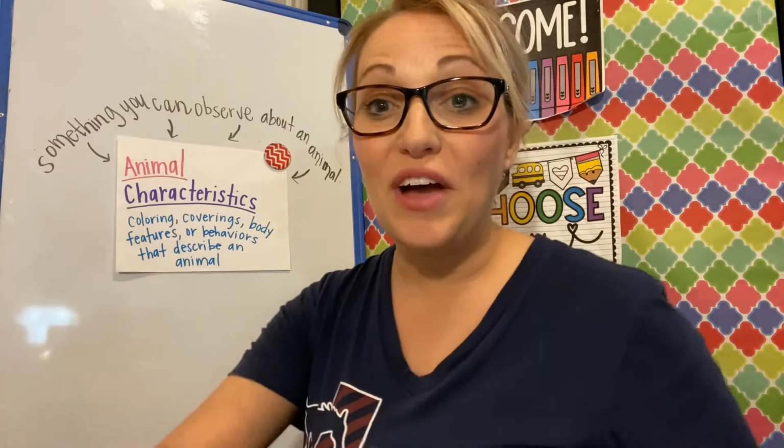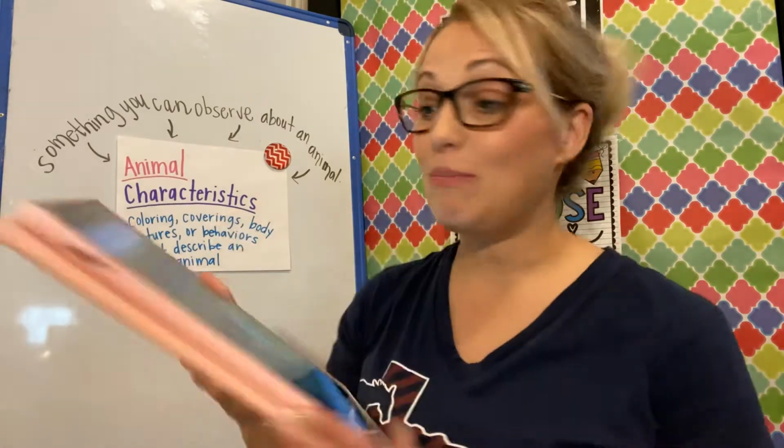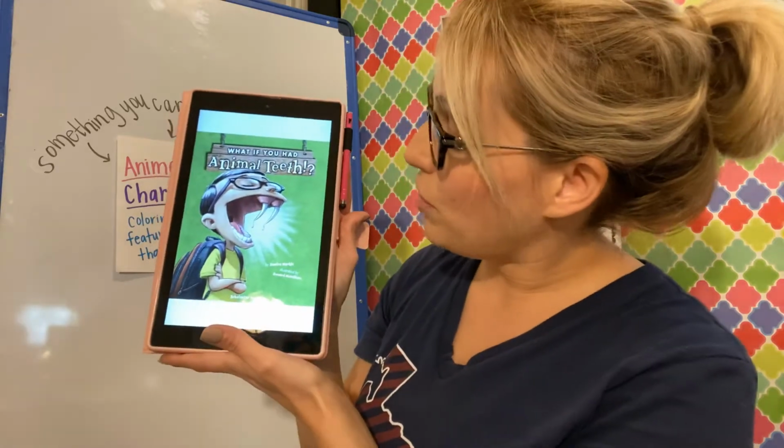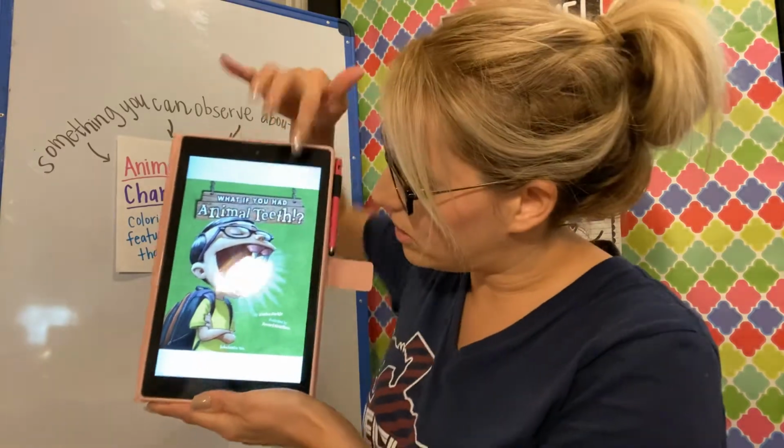Okay, so for fun this week, we're going to start off with this silly book that I found on my tablet, and it says, "What if you had animal teeth?" Well, that's pretty interesting. I am going to go ahead and say that I like my teeth just fine. But for fun, let's see what would happen if we had animal teeth. Okay, What If You Had Animal Teeth by Sandra Markle. I'm going to try to turn this so it doesn't have a glare on it.